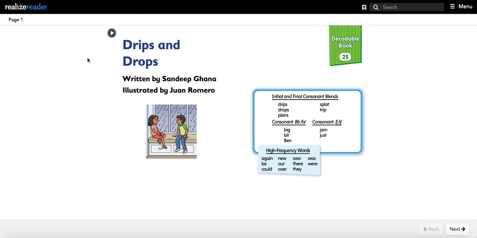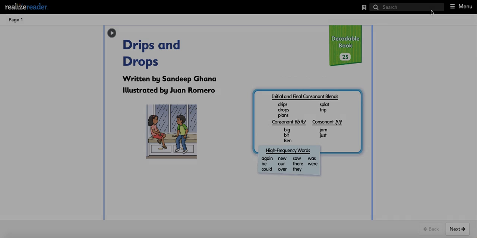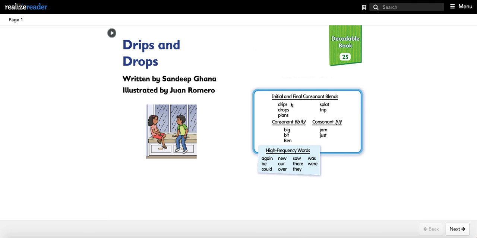Next, we're going to go ahead and we're going to read our decodable book. This book is called Drips and Drops. Before we begin, let's look at this right here. So it says initial and final consonant blends. The first word, drips. Can you say drips? Good job. The next word is drops. Drops. This word right here says plans. Plans. Can you read the next two words?